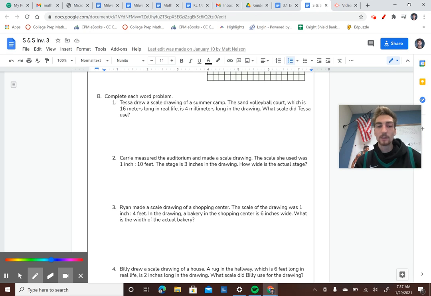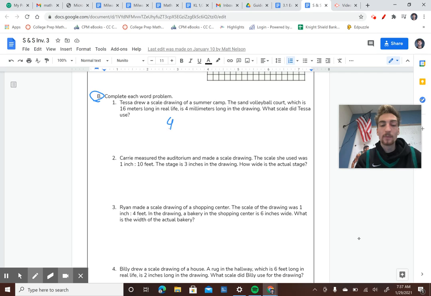All right, now we're taking a look at these word problems here for part B. So the first one says, Tessa drew a scale drawing of a summer camp. The sand volleyball court, which is 16 meters long in real life, is 4 millimeters long in the drawing. What scale did Tessa use? And so here we're going from 4 millimeters over to 16 meters in real life.